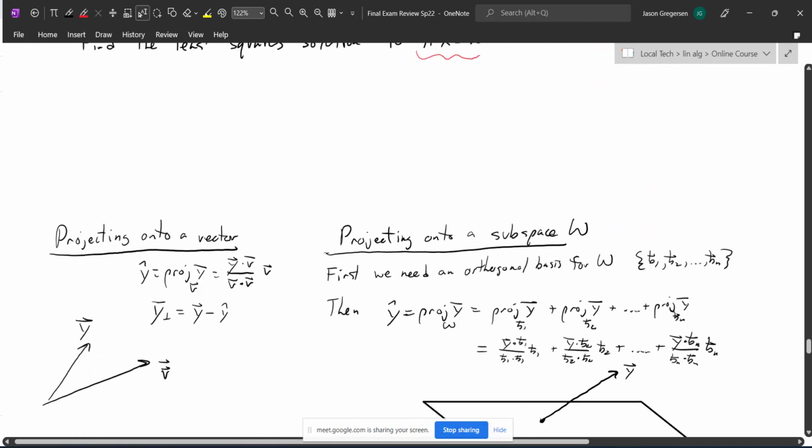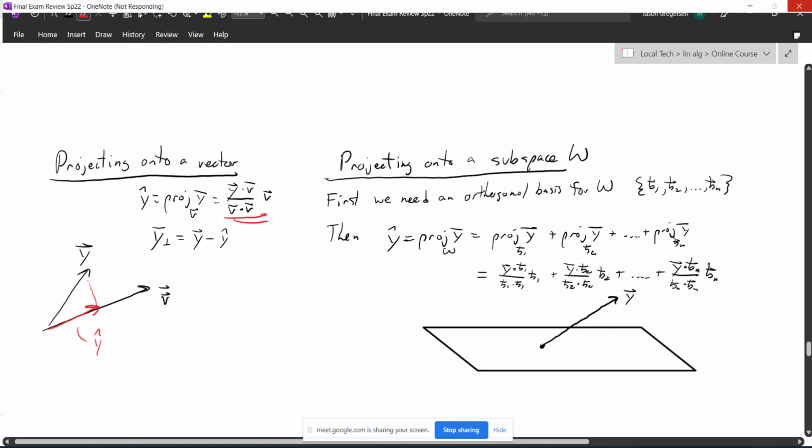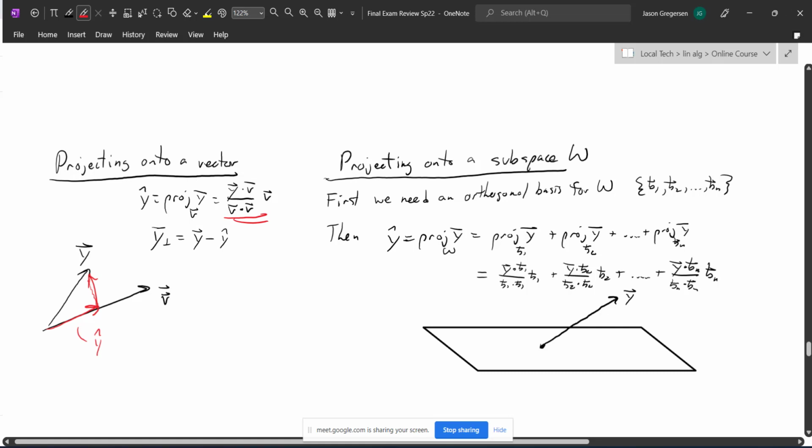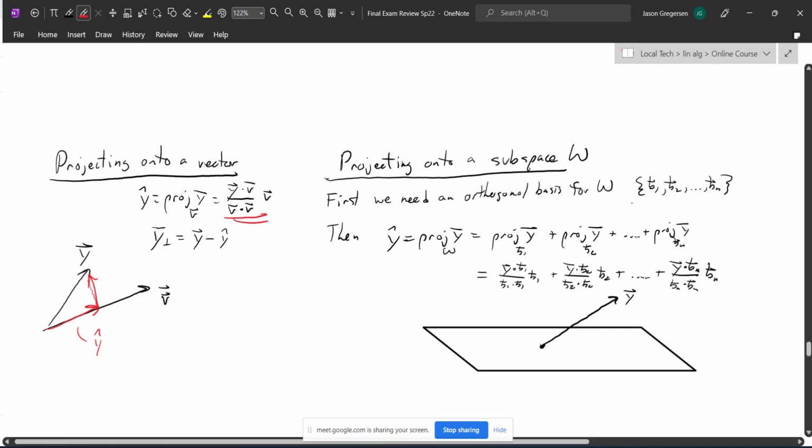So far we've talked about projecting one vector onto another vector. So if I want to project y onto v, to calculate that projection vector, I know how to do that. I have y dot v divided by v dot v times v. I also know that I can use that projection to calculate my y perp. But now if I want to go on to projecting onto a space, not just onto a vector, I basically have a repeated process of that. But the important thing to start with is, I need an orthogonal basis for W. I can't use a regular basis. I need an orthogonal basis.